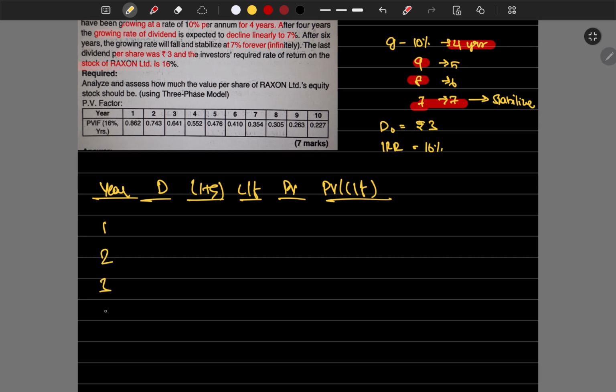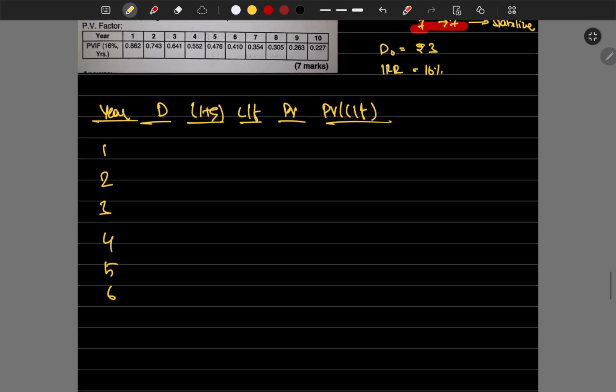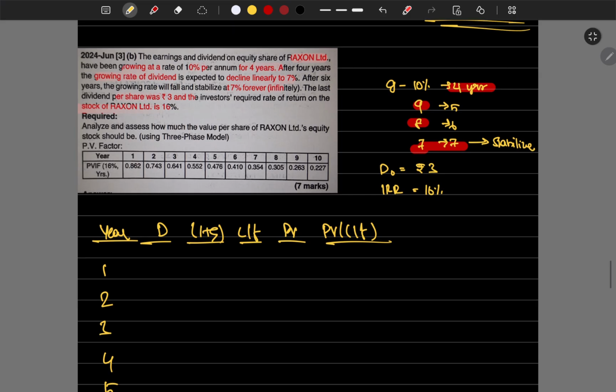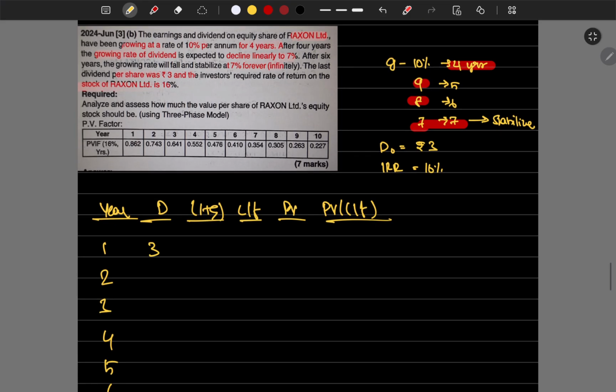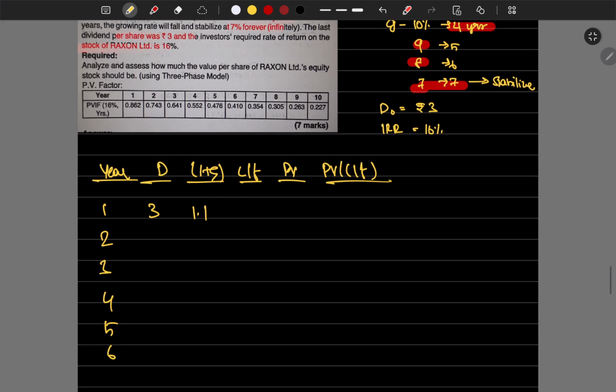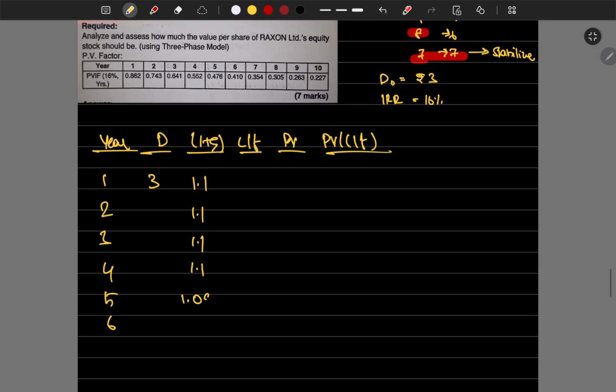Years 1, 2, 3, 4, 5, 6. What's D here? D is 3, right? Growth rate is 1.1 for the first 4 years. For the 5th year, 1.09. For the 6th year, 1.08. After that, it's going to stabilize with the 7% rate.